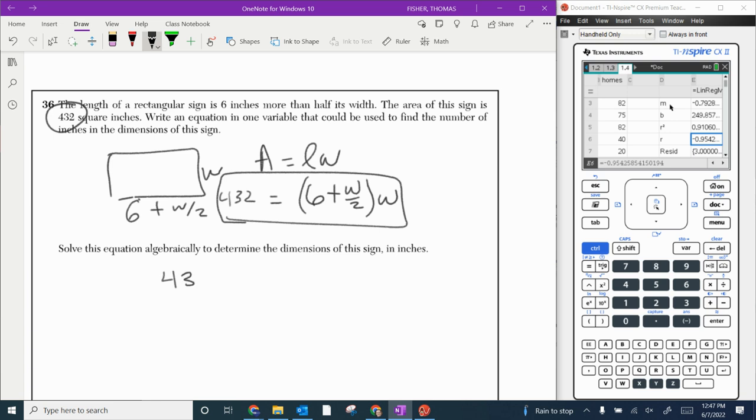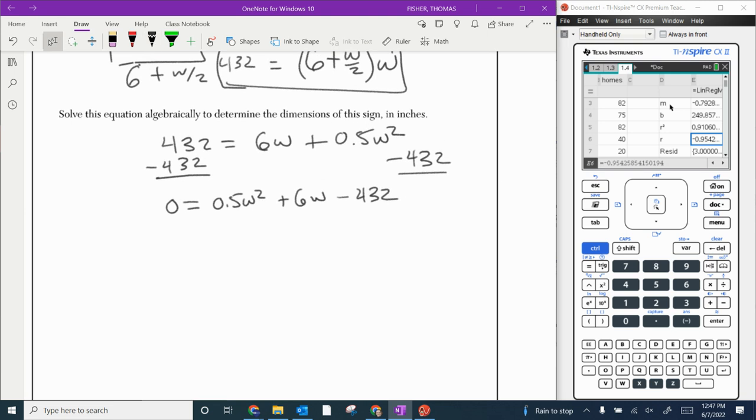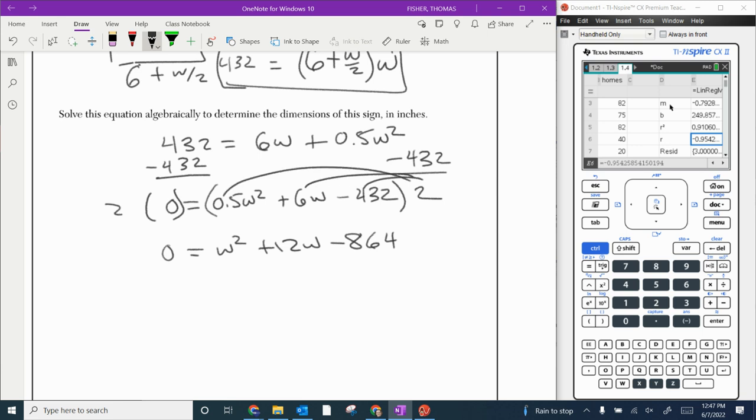So 432 equals, multiply your W into everything, so 6W plus, I'm going to call W over 2 just 0.5, so 0.5 W squared. And then we can just solve this quadratic by moving the 432 over. I'm going to rewrite it in standard form, so 0 equals 0.5 W squared plus 6W minus 432. A little trick here, I like to get rid of the half in front of the W squared, because you just don't need it. Times 2 to both sides isn't going to change the answers, because you get 0 equals just W squared plus 12W minus that doubled, 864. Just multiply the 2 into everything to do that.